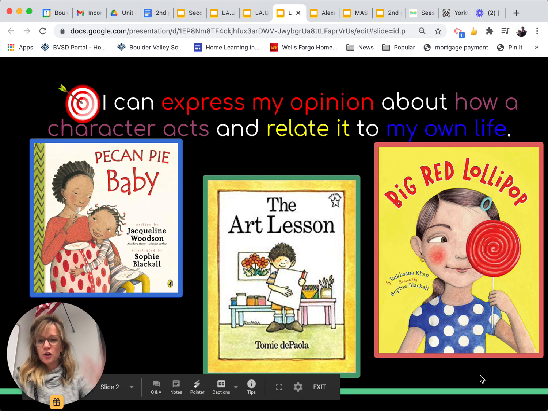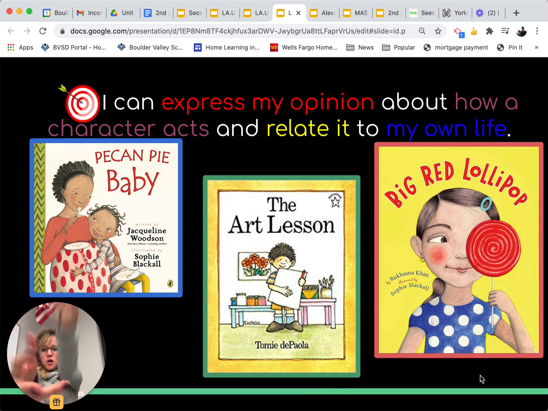All right, here's our target. Get your arrow out of your quiver. Pull it back, look carefully at those words, and follow along. 1, 2, 3. I can express my opinion about how a character acts and relate it to my own life. Ooh, it's going to be a bullseye today, I can tell.